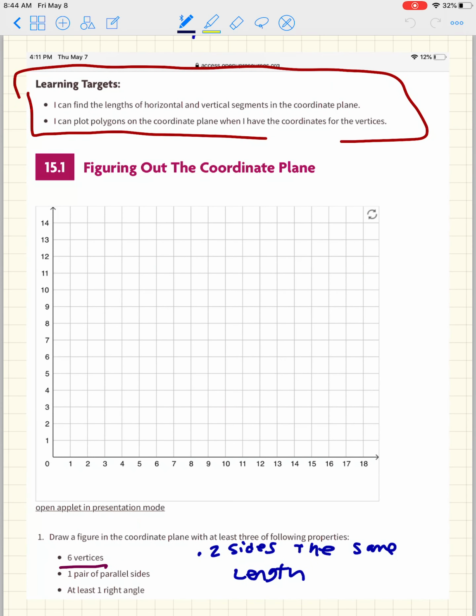Remember what the learning targets were. I can find the lengths of horizontal and vertical segments, and I can plot polygons on the coordinate plane when I have the coordinates for the vertices. Evaluate how you did.